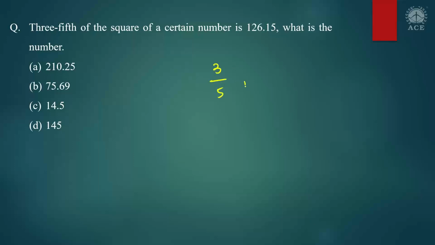3/5 of the square of a certain number. See this. Many things involved here. 3/5 of the square of a certain number is 126.15. Find the number. I want x. Solve this one, my dear friends. I'll wait for your answers. 3 by 5 x square is 126.15. Calculate the x value.